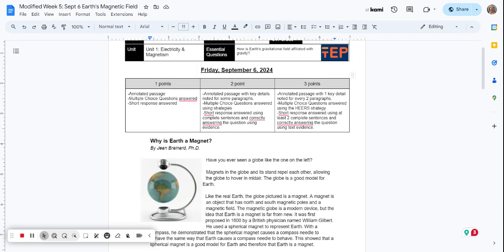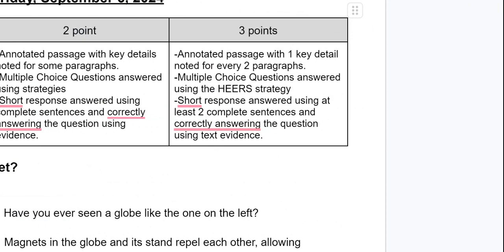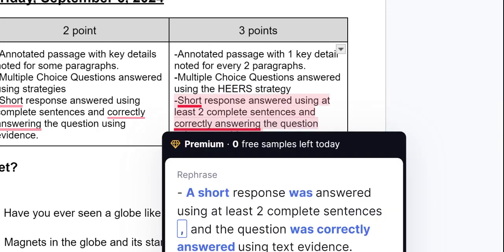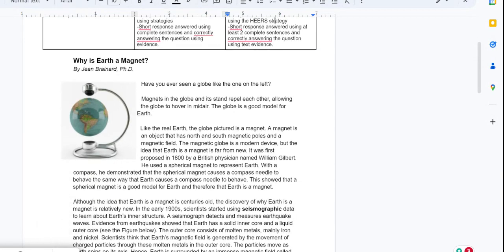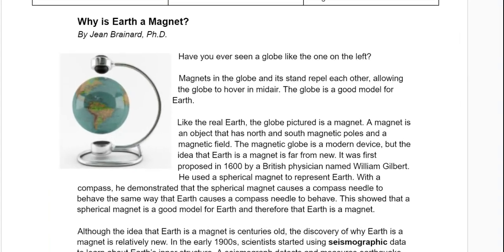So the criteria for success, if you want to be successful: we have to annotate the passage with one key detail for every 2 paragraphs, multiple choice questions answered using the HERE strategy, and it's all around the room for us to see. And then the short response answered using 2 complete sentences and correctly answering the questions using text evidence. I'm going to read this text for you.